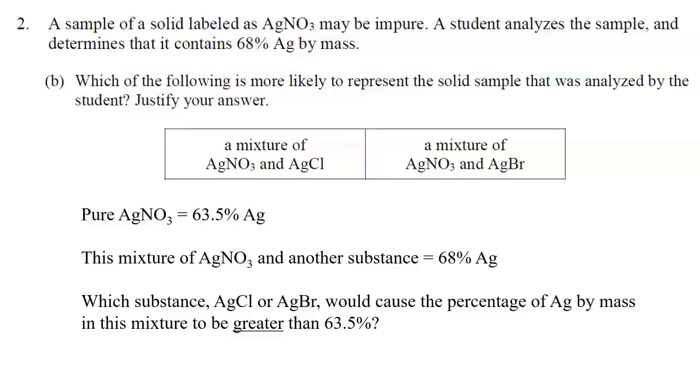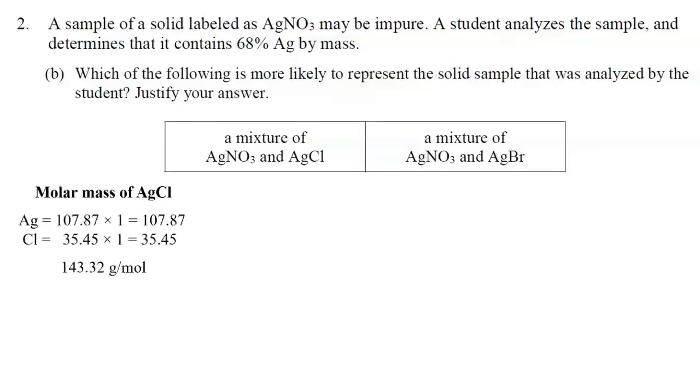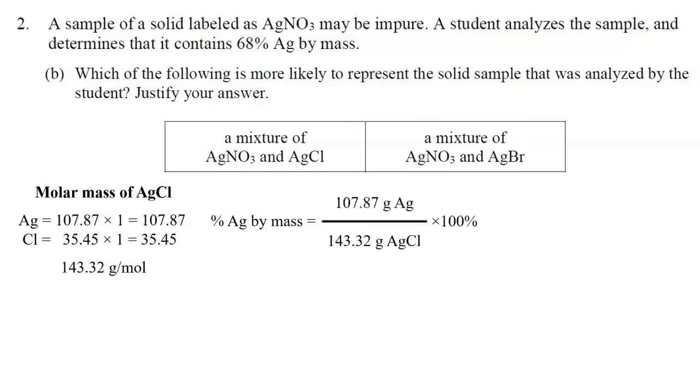Well, we have to look at the information from the periodic table for silver chloride and for silver bromide and run those numbers. So the molar mass of silver chloride is just the sum of the atomic masses of silver and chlorine. That's 143.32. The percentage of silver by mass in silver chloride is the part divided by the whole. So 107.87 for silver divided by 143.32 for silver chloride times 100.